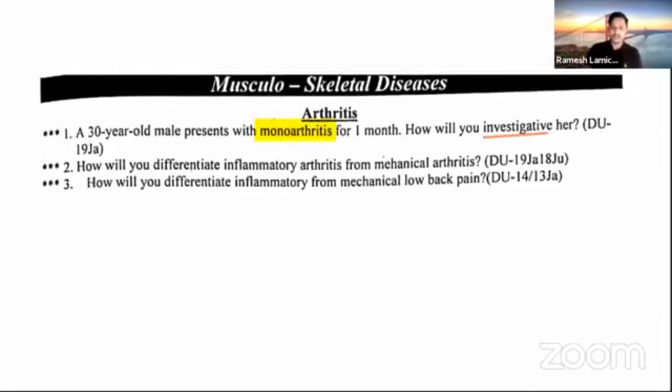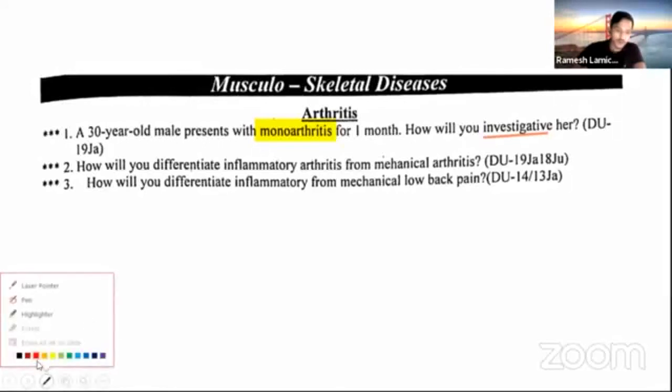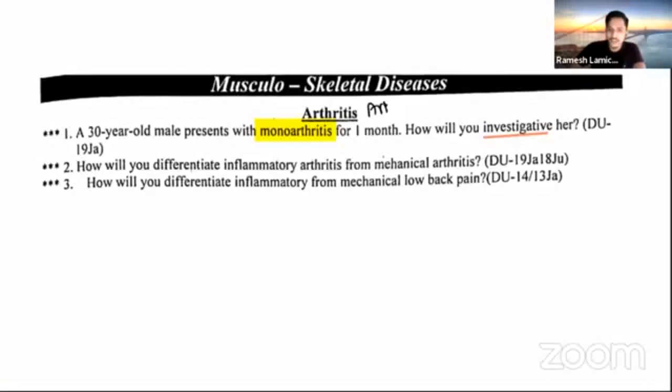So arthritis is the inflammation of the joint. Okay, so arthritis means what? Inflammation of the joint. But don't confuse the term with arthralgia. Arthralgia is a different term. Arthralgia means pain in the joint. Don't confuse these two terms, because sometimes you use them interchangeably, but they are different terms.